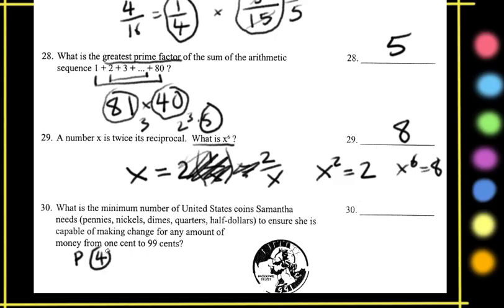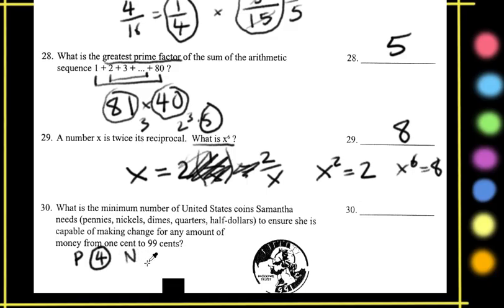You're going to need at least 4 pennies. Who knows? Maybe we need more, but we need at least 4 pennies. And then I started to think, well, how many nickels do we need? What's the minimum number of nickels we need? And I thought, well, if we only want 4 pennies, we're definitely going to need at least 1 nickel.